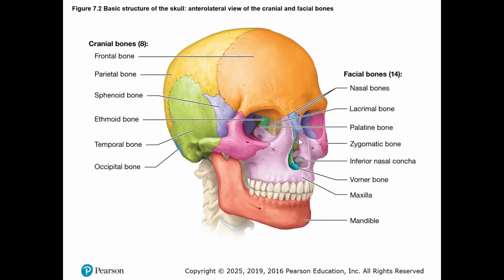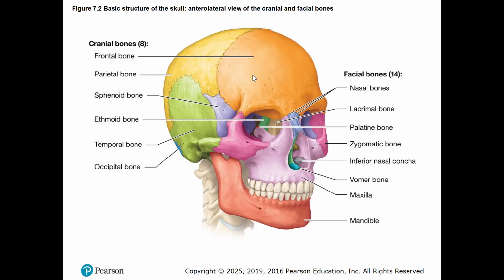Let's take a moment here to look at features of the cranium. Okay, so the skull consists of two bone groups. You have your cranial bones and then your facial bones. So your cranial bones and then your anterior facial bones. So let's look at those and talk about some of the major characteristics of those.